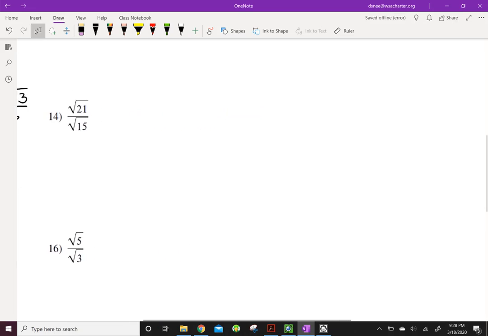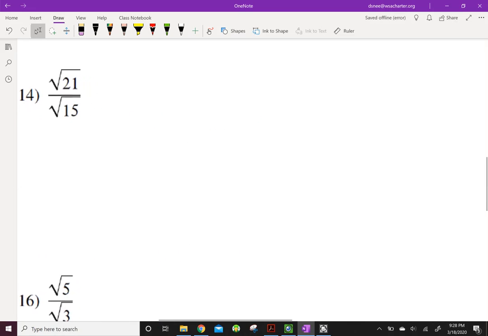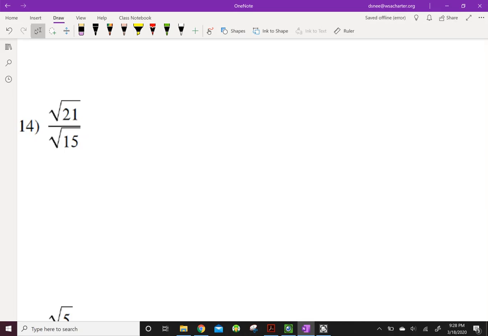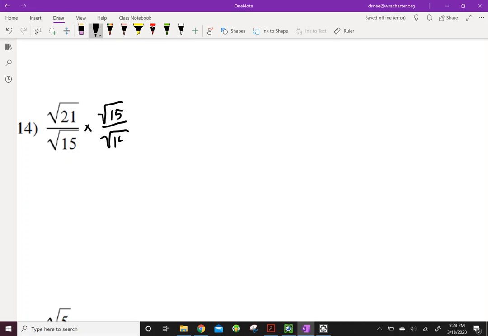Okay, and over here, number 14, let's see, I've got a radical symbol in the denominator, so I'm going to get rid of that thing. I'm going to multiply by the square root of 15 up here, and I'm going to multiply by the square root of 15 down here, and that equals, what's 21 times 15? That's 315. So now I have the square root of 315 divided by 15. Now I'm going to guess that 315 is divisible by a perfect square. So I'm going to do 315 divided by 9. Let's try that one. 35.